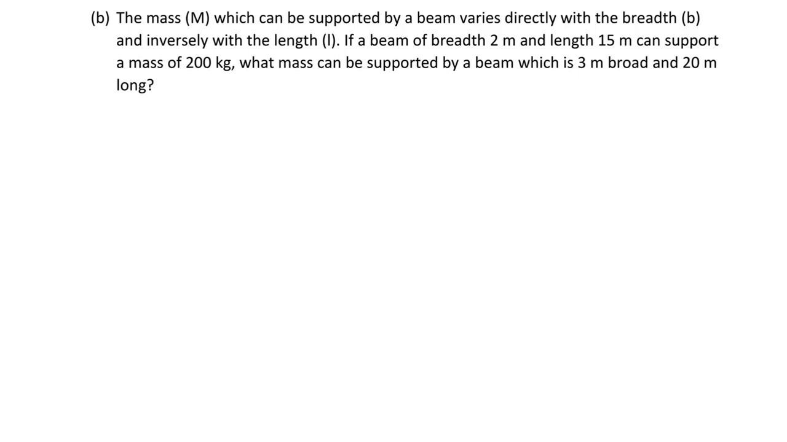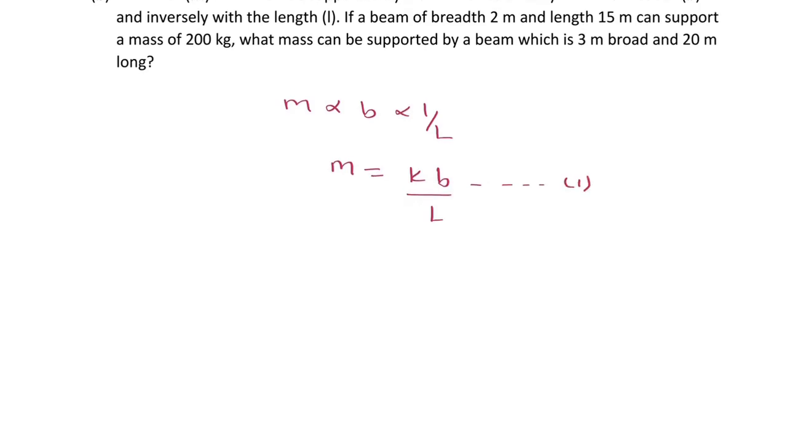We have been told that the mass is directly proportional with the breadth and inversely proportional with the length. Okay, so next let us introduce a constant of proportionality K. Then our expression is going to be M equals to K B over L. And we are going to call this as equation number 1. So next, let us make K as a subject. Our equation is going to be K equals to ML over B.